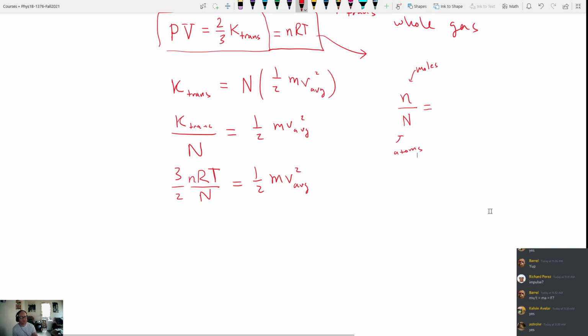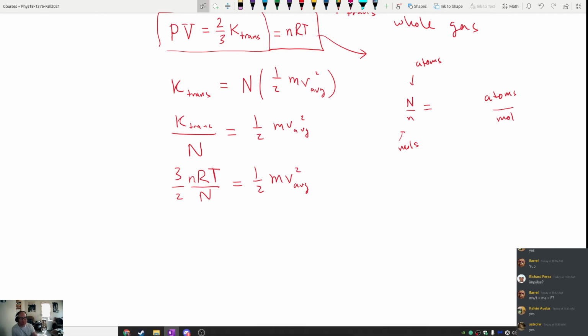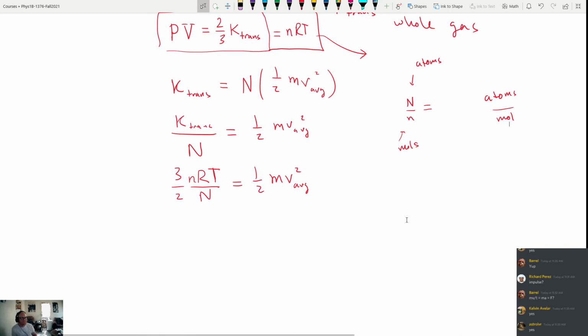Maybe I should have said it the other way around. What do you get if you do N over little n? Sorry, flip it. Maybe this will be more obvious. On top is atoms, on bottom is moles. You get atoms over moles, which is going to be atoms per mole. What is the number of atoms per mole? Come on, you all know this for sure. How many atoms are there in a mole?